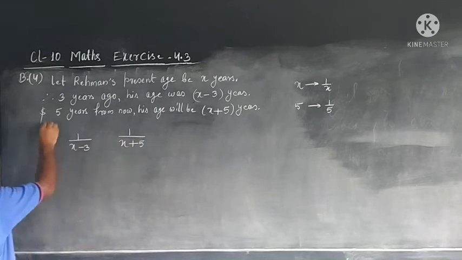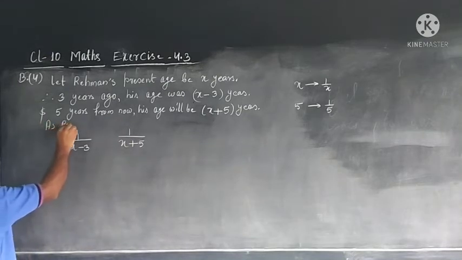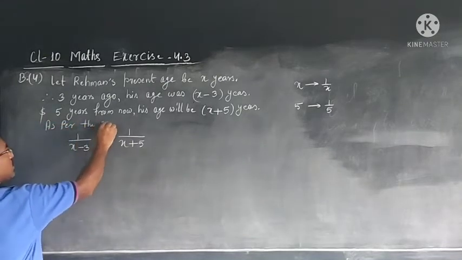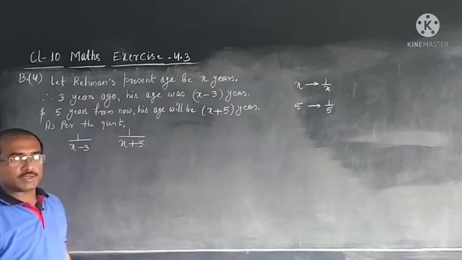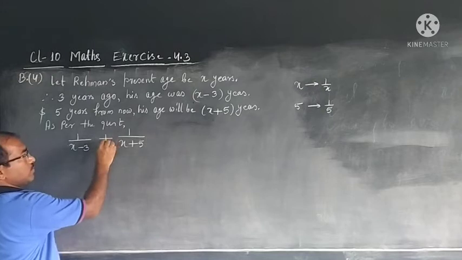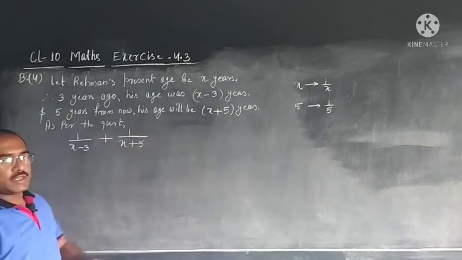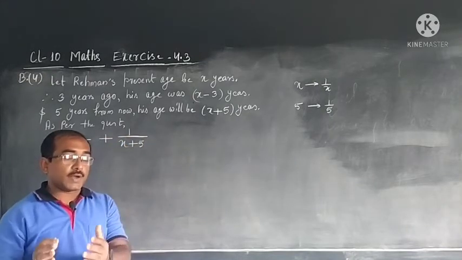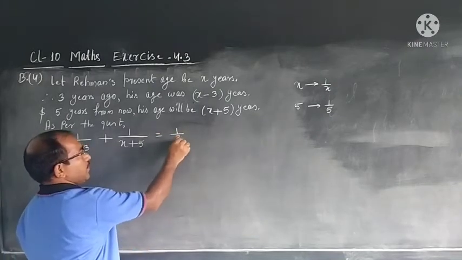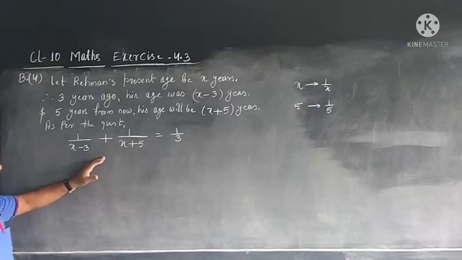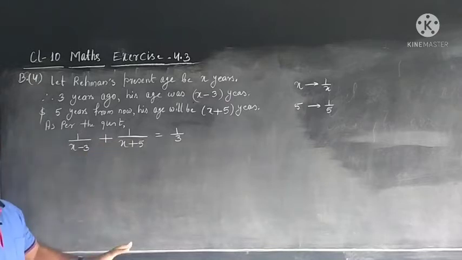What is the question telling here? As per the question, the sum of the reciprocals of his age, sum meaning plus, so we will add these two. The reciprocal of his age 3 years ago and 5 years from now is how much? 1 by 3. So, this is the situation we have converted into equation form.